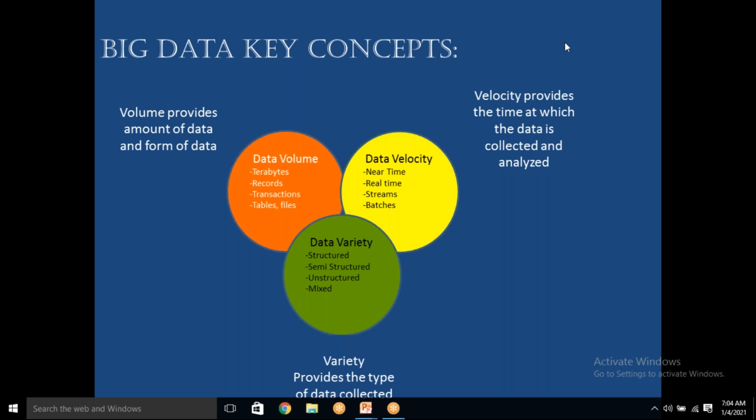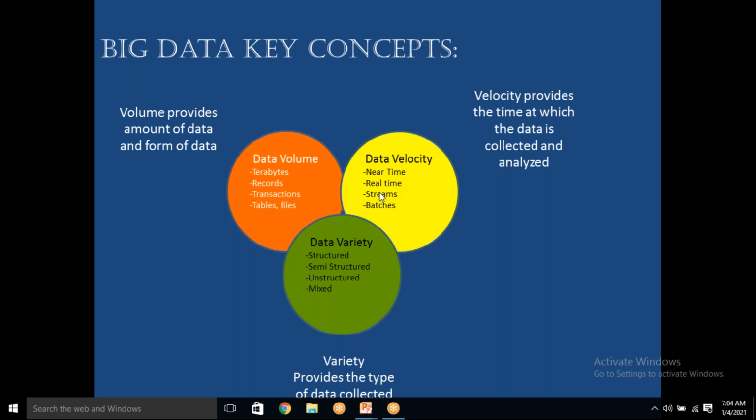What's the difference between real time and streams? That's what I mentioned. There is no difference between real-time and stream. Real-time means whatever data comes, you process it immediately. That is called real-time data processing, and that is nothing but stream processing. Both are the same. But near time means you wait a bit before processing.